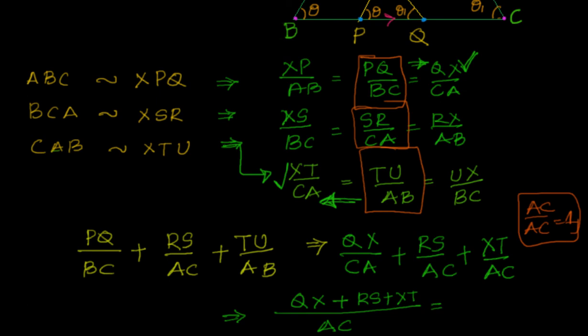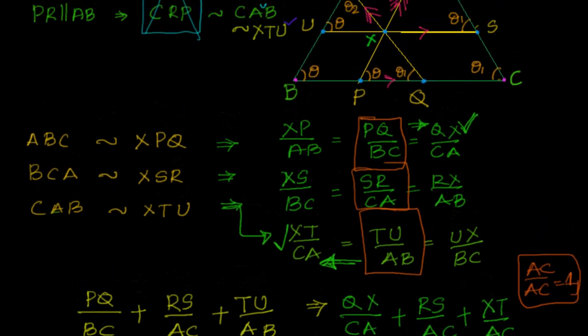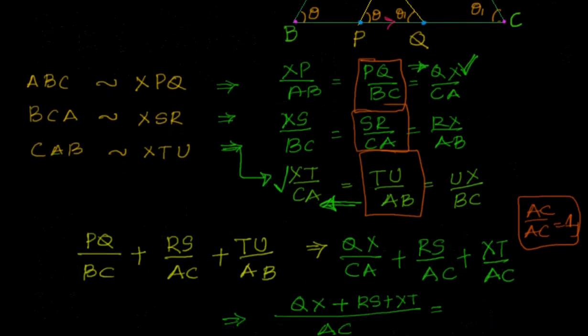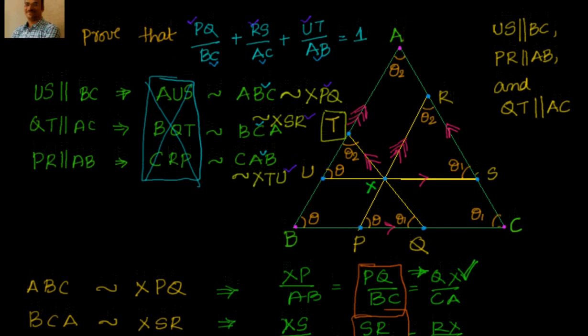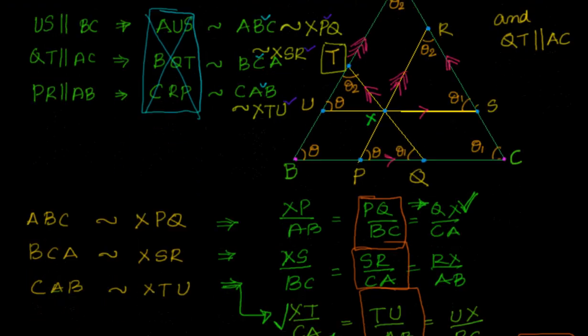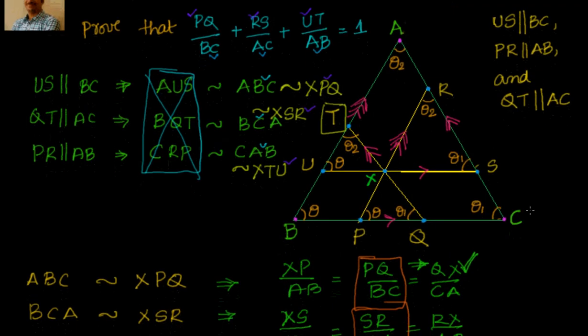Now how to do that? For that, let's go back to the diagram. Now I have to prove that QX plus RS plus XT equal to AC. If you carefully observe, you will see that QCSX is a parallelogram.